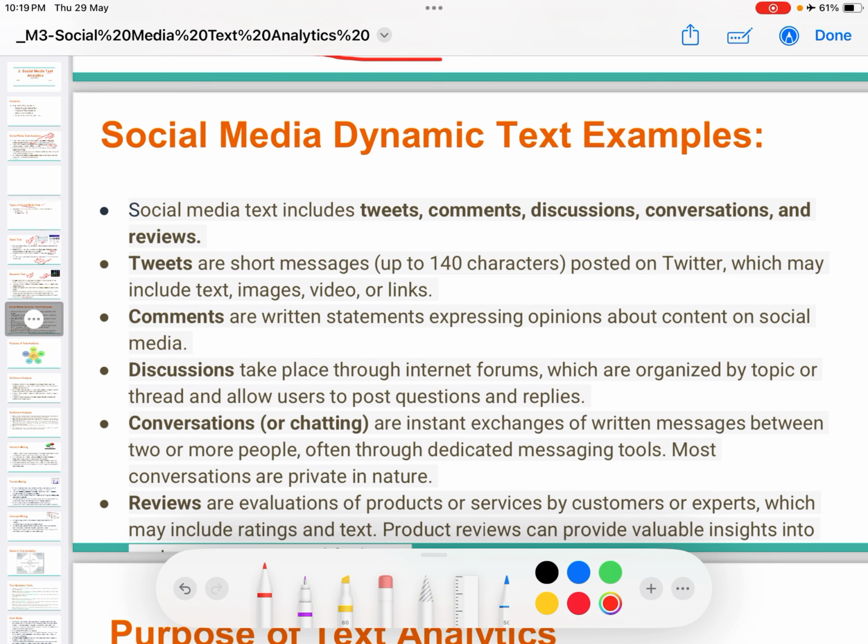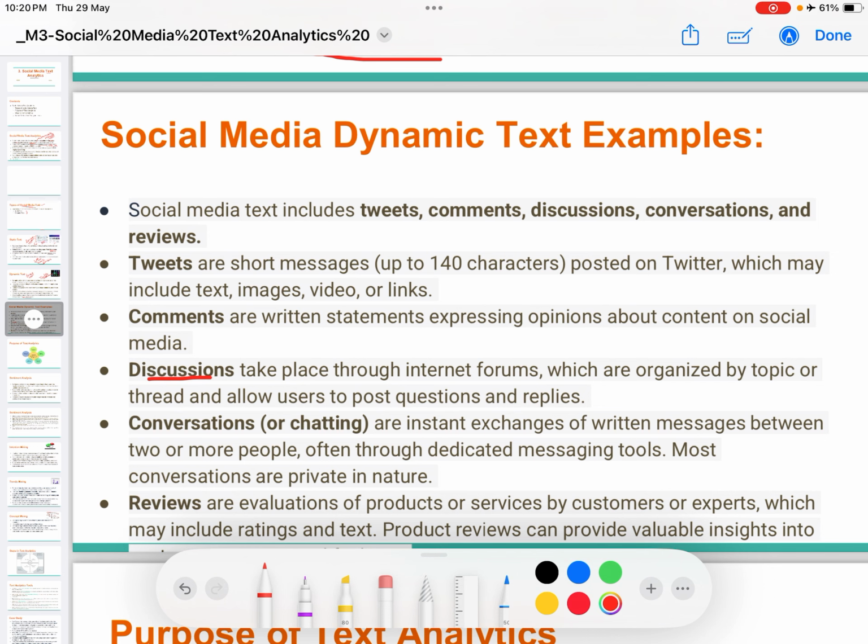What are tweets? Tweets are short messages posted on Twitter which may include text, images, videos or links. Comments are written statements expressing opinion about a content on social media. Discussions take place through internet forums which are organized by topic or thread and allow users to post questions and replies. So there is a discussion forum where users can post questions if they have any queries, and there can be replies also from other users.